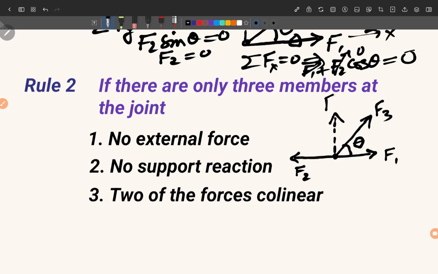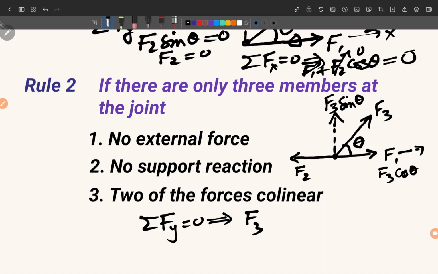So you will get F3 sine theta here in the y direction, and here in the x direction you will get F3 cosine theta. And if you apply the same equilibrium condition, that sigma Fy equal to 0, this will give you that F3 sine theta equal to 0, which implies that F3 is equal to 0 because sine theta is not 0.